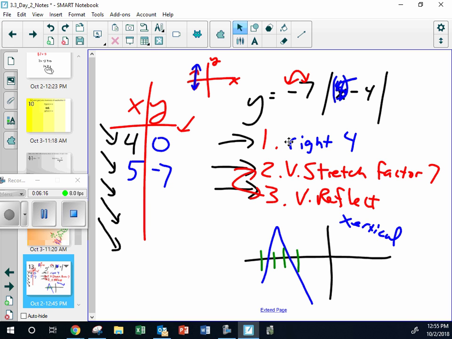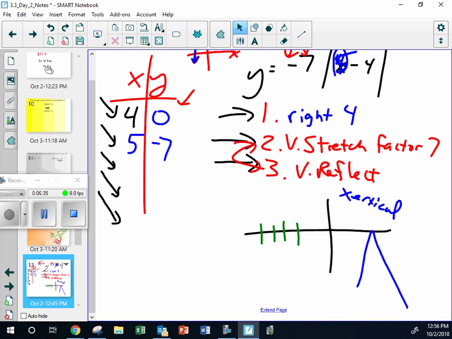And let's see, was this prediction kind of accurate about where the thing went? No, not at all. Let's think about this. Shouldn't it go right 4? And the vertical reflect, did I have that part right? Yeah. And right 4 would be over here. And vertical reflect, and then stretch factor 7. That means this gets narrower, but it essentially looks a lot the same. Do you get what I'm saying?